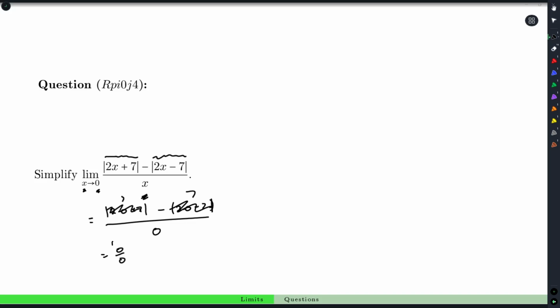What this means, this is an indeterminate form, and this just means you probably have to do more work. There probably is a limit, but this expression is not helpful. It's not conducive to getting an answer. So what should we do?